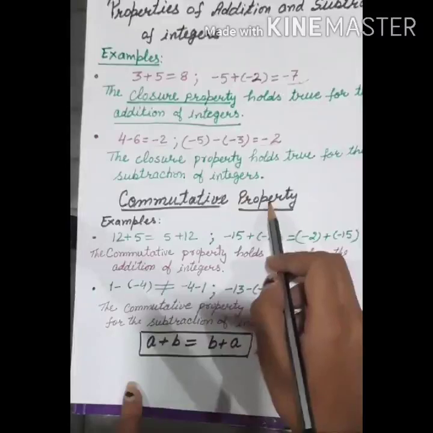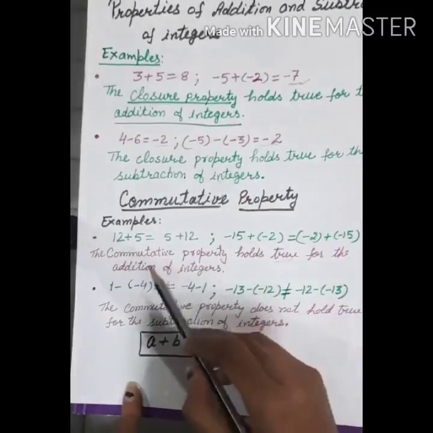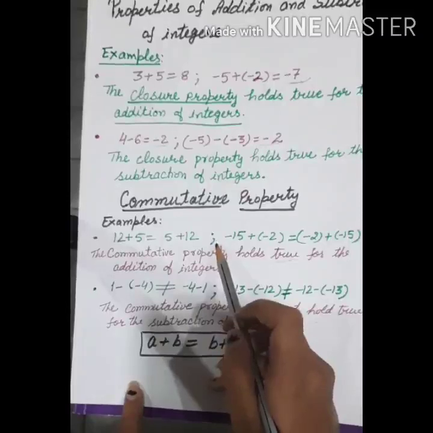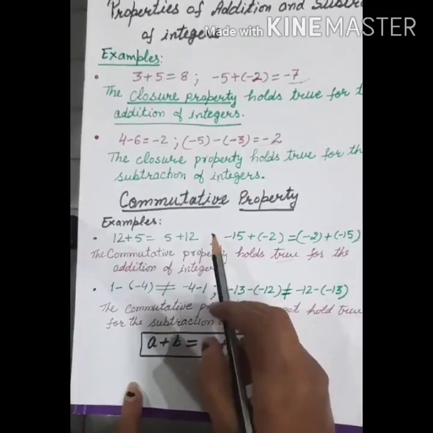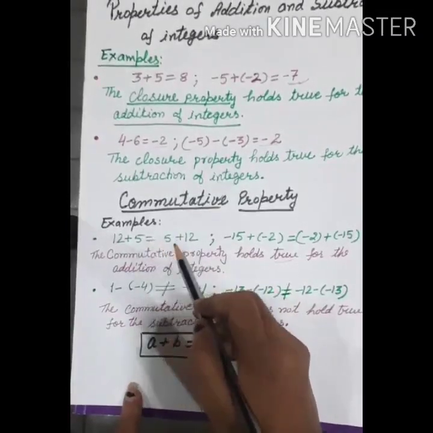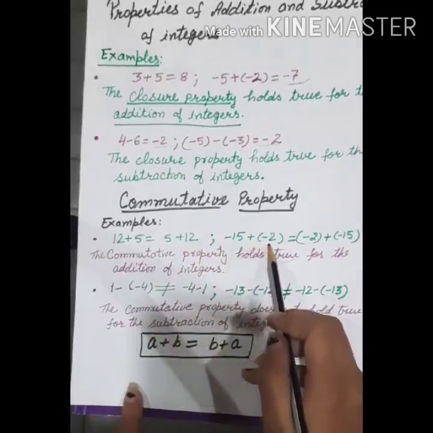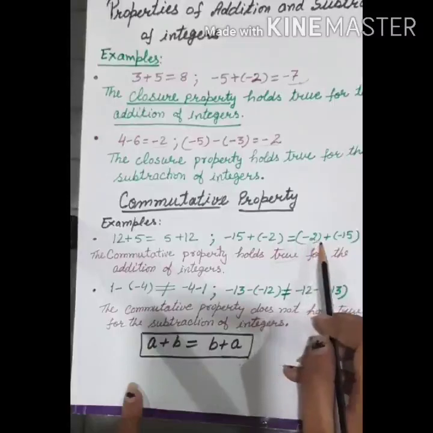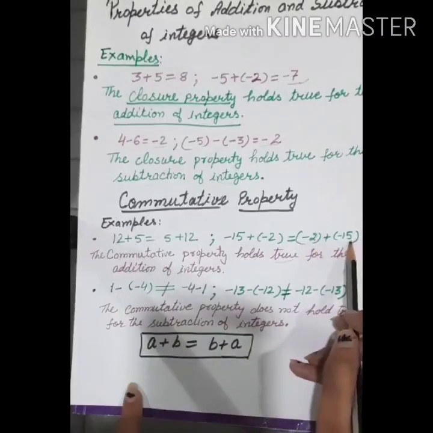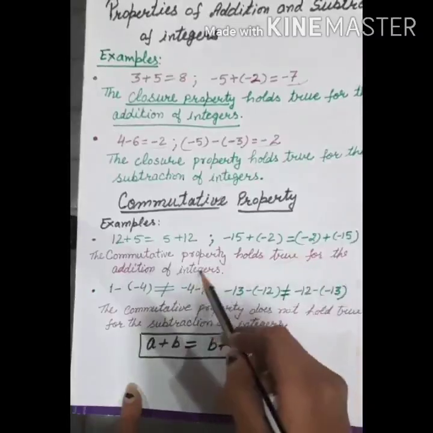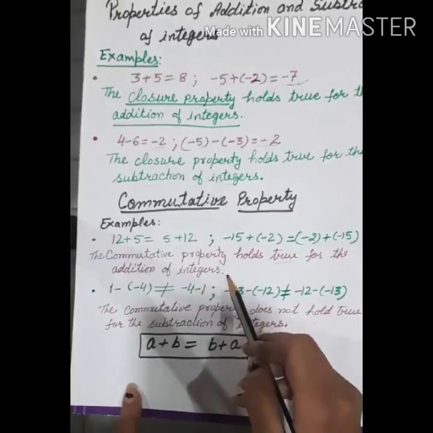Commutative property. Let us see whether the integers are commutative under addition and subtraction. For example, 12 plus 5 is equal to 5 plus 12. -15 plus -2 is equal to -2 plus -15. The commutative property holds true for the addition of integers.